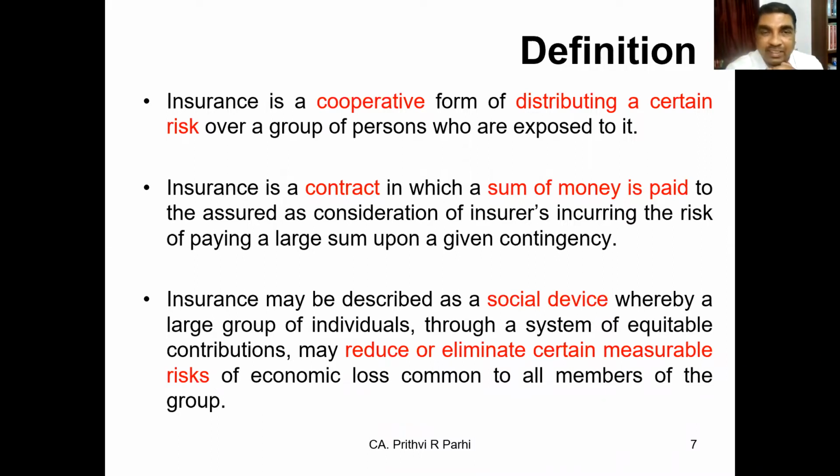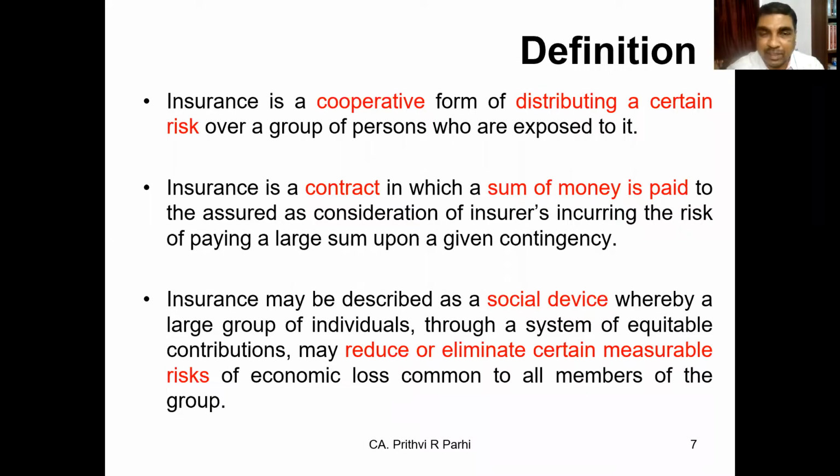Another way of understanding it is that insurance is a contract in which a sum of money is paid to the assured as consideration of the insurer incurring the risk of paying a large sum upon a given contingency. Meaning, if some defined contingency happens, or you can say, if some already decided accident happens. What is the subject matter that is called the contingency?